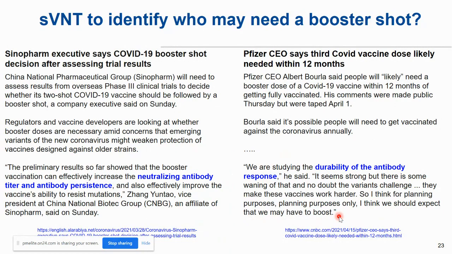Just blindly having the same regimen for everybody, a booster dose at 12 months after your original regimen, may not be the best outcome to protect each one of us.